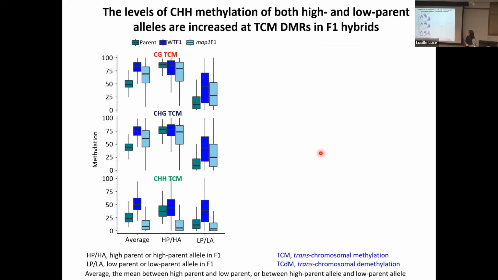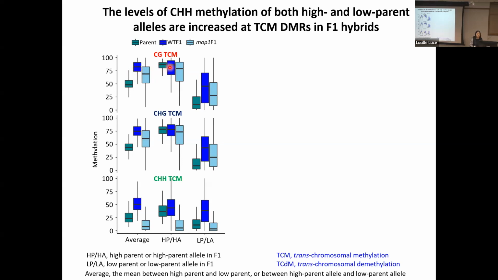Next, we observe this increased methylation at some regions and decreased methylation in other regions. We want to see which allele actually changed methylation. That's why we compared the high parent with the low parent, the high allele with the low allele. Here, high parent means the parent that has higher methylation. You can see the average here: this is a parent, this is the F1 hybrid, and this is MOP1. Hybridization at this TCM actually induced a lot of methylation.